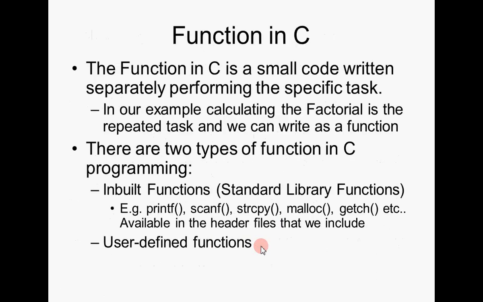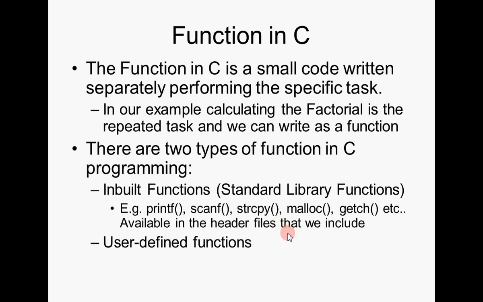Functions in C are small pieces of code written separately to perform a specific task. The task is a smaller operation which is atomic in nature, meaning that only a single task will be performed by a function. So a function is to be written as separate code rather than as part of the main function or main program in C.